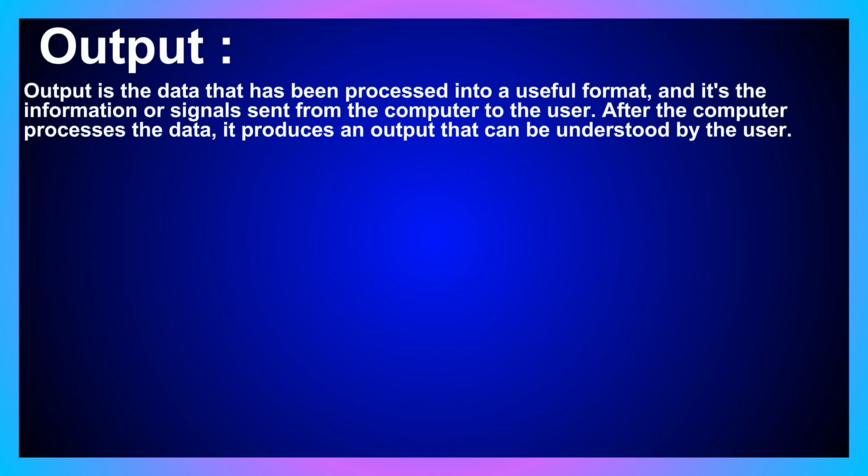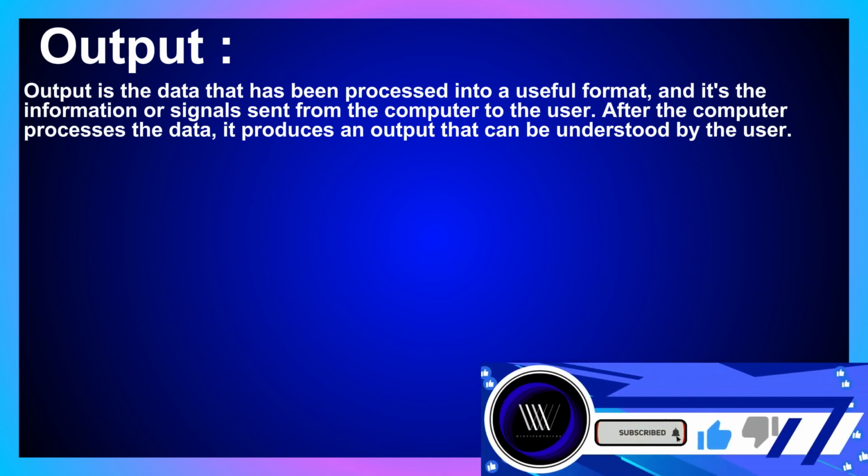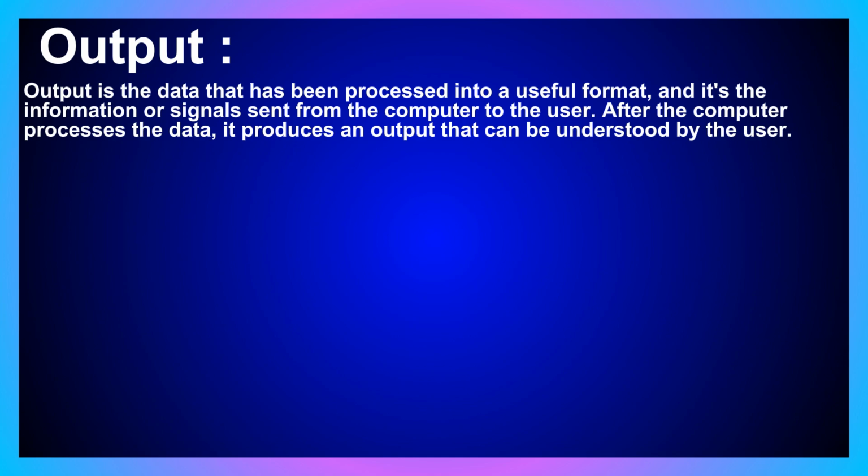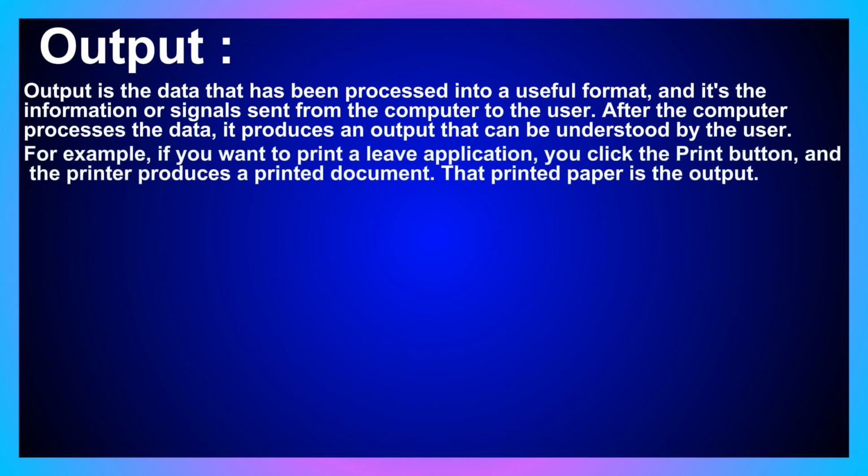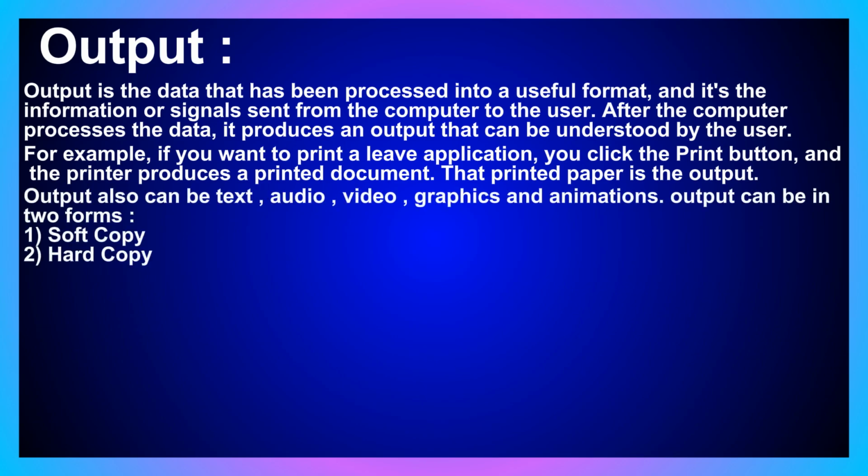Now, let's talk about output. Output is the data that has been processed into a useful format, and it's the information or signals sent from the computer to the user. After the computer processes the data, it produces an output that can be understood by the user. For example, if you want to print a leave application, you click the print button, and the printer produces a printed document. That printed paper is the output. Output also can be text, audio, video, graphics, and animations.